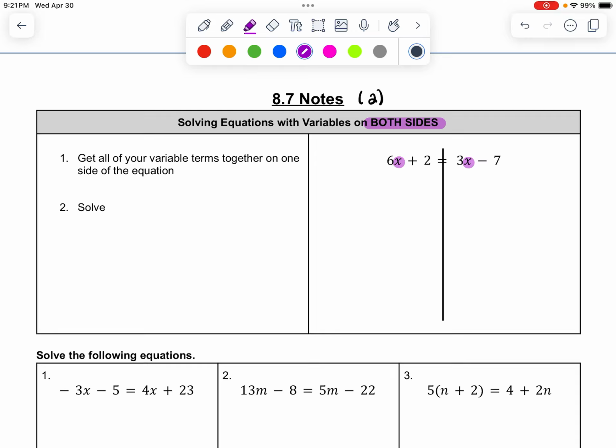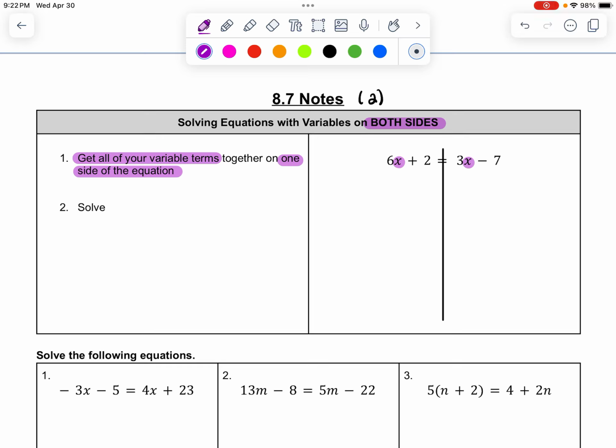It turns out we have a new first step. The first step before you do anything else is going to be to get all of your variable terms together on one side of the equation. So here's how we can make that happen. And it doesn't matter whether you move everything to the left or move everything to the right, but here's what we're going to do. I want to make the x's be together.